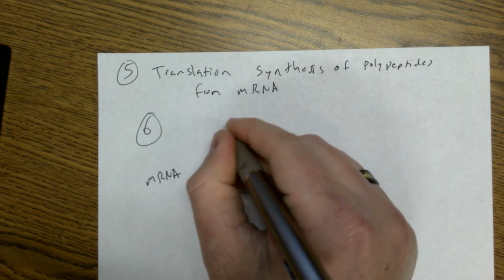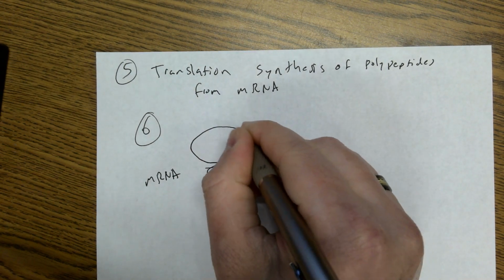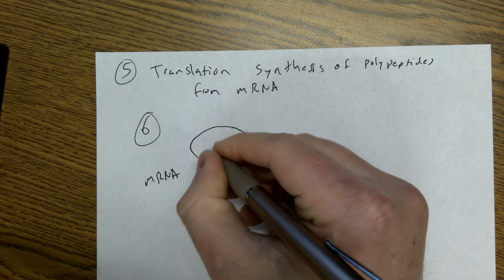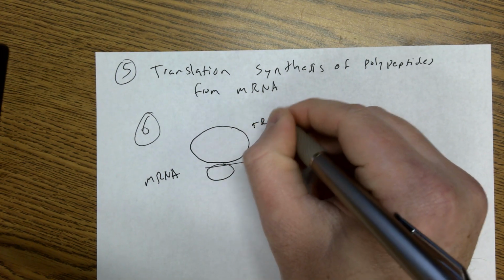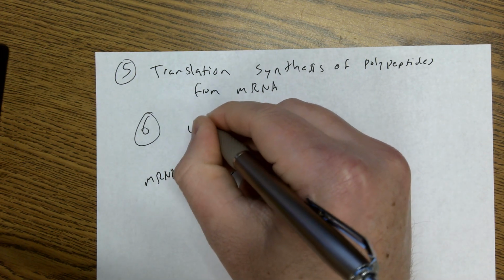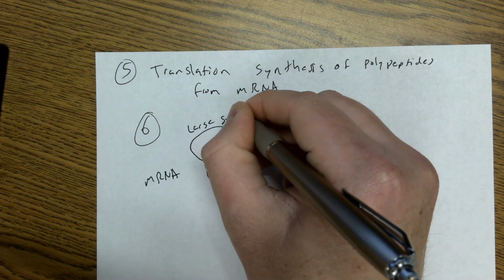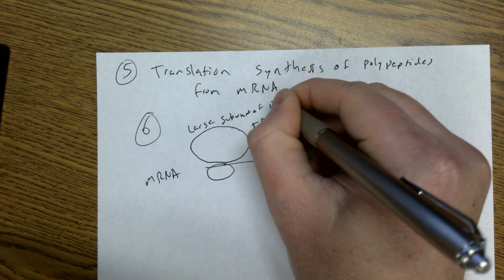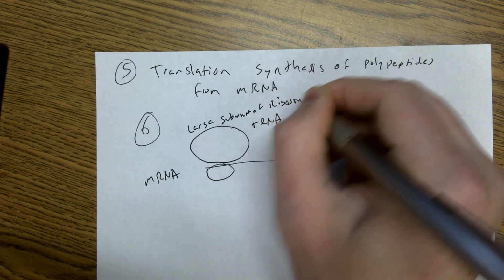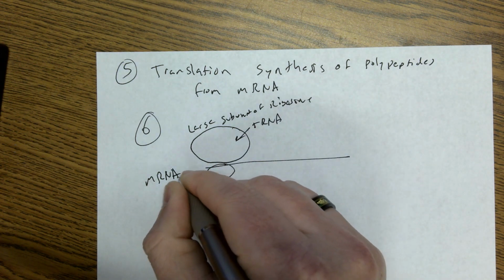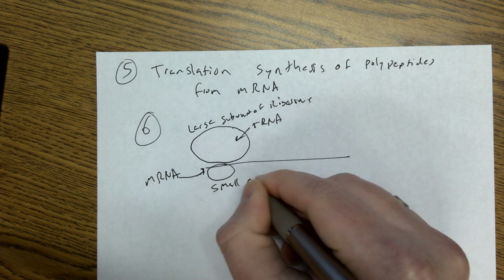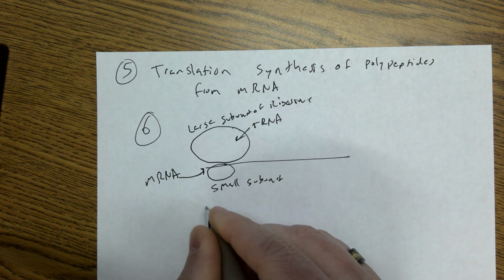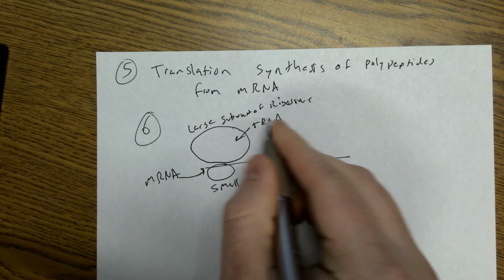And then the large subunit of the ribosome will appear from the top, and this is where tRNAs bind. So this is the large subunit of the ribosome, and this is where tRNA goes. Then the mRNA, right here, will bind to the small subunit. So small is for this one, large is for the tRNAs.